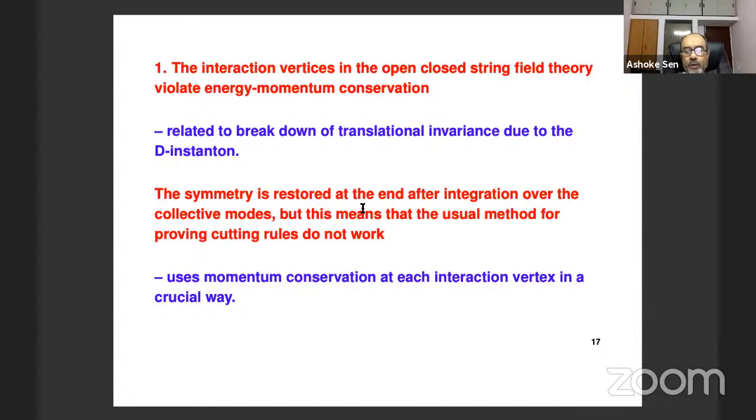And that means that the usual method for proving the cutting rules does not work, because the usual method of proving the cutting rules in momentum space uses momentum conservation at each interaction vertex in a crucial way. For example, when you are trying to figure out whether an amplitude is singular or not, you have to do contour deformation in momentum space. And that contour deformation is subject to momentum conservation. So if the momentum conservation laws don't exist, then the rules of the game change altogether.